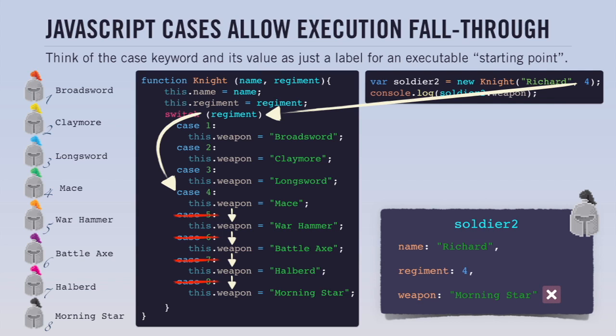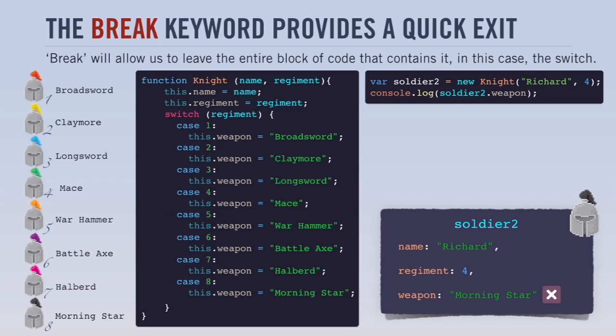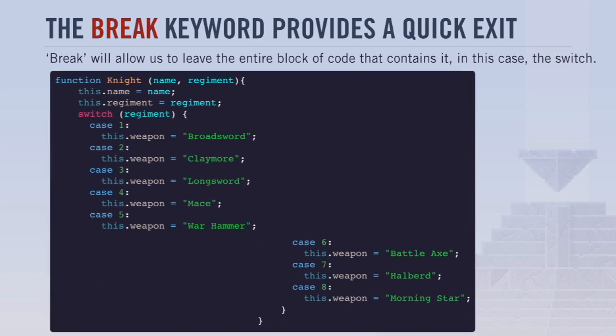So fall through can be a little dangerous, and we need a way to fix it. And what will fix it? The break keyword. The JavaScript break keyword provides a very quick exit from the switch block, and any block. Break will allow us to leave an entire block of code that contains it. In this case, we're going to use it for the switch.